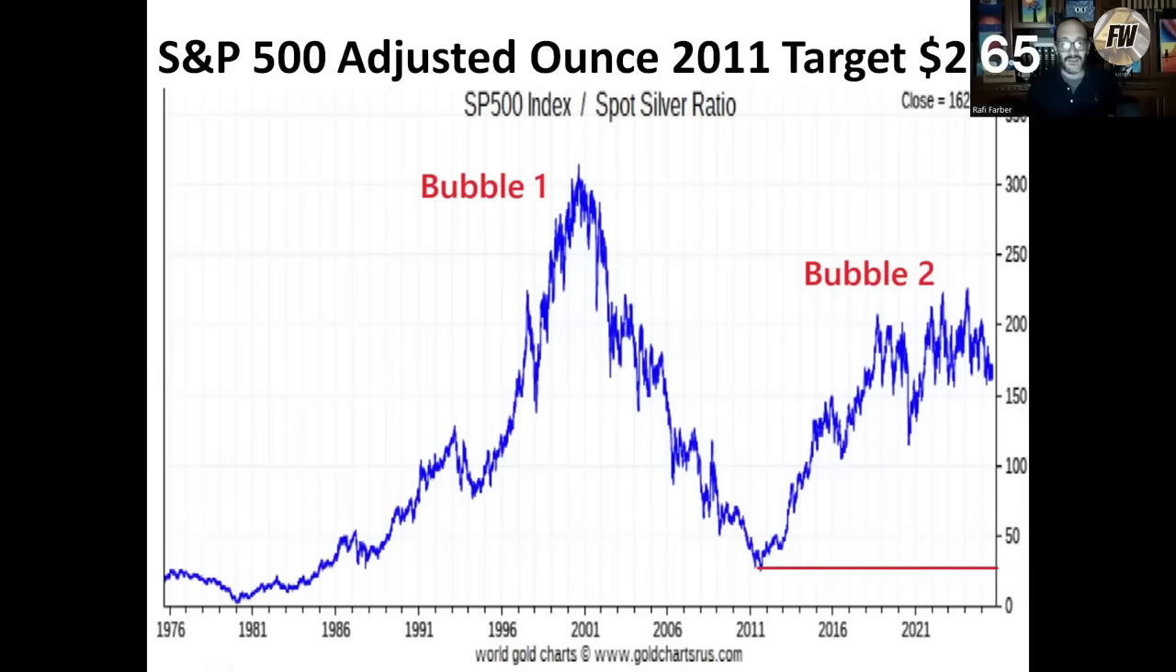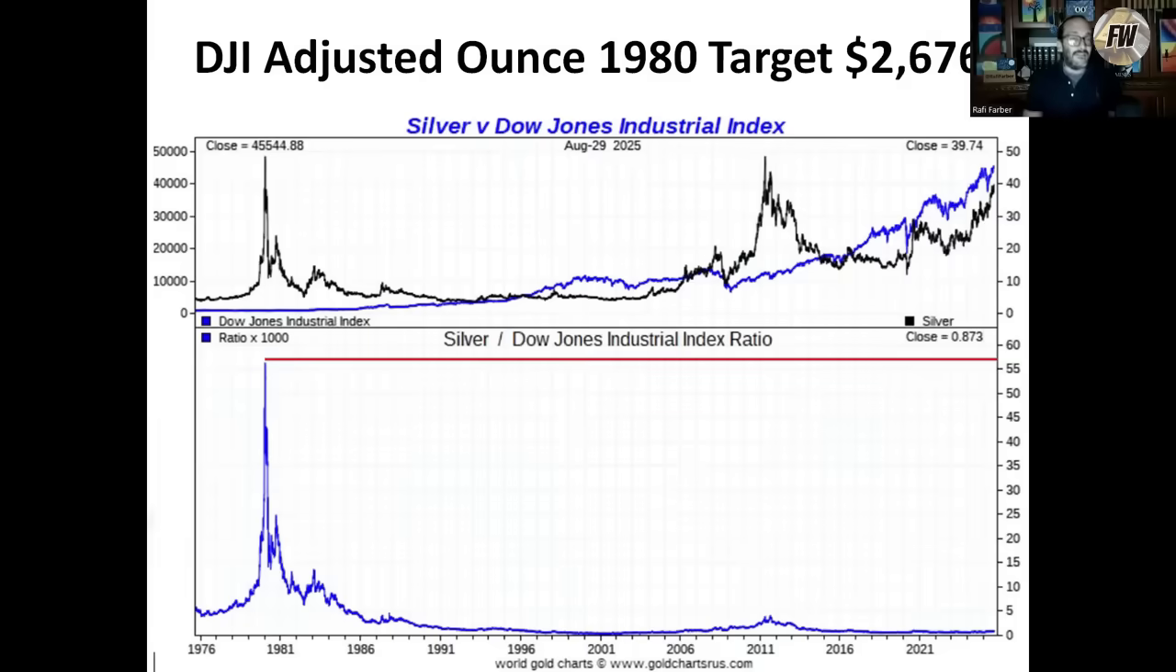And now here's where we take a quantum leap. The Dow Jones Industrial adjusted ounce 1980 target of $2,676 an ounce. Why is that? Well, if we look at the silver to Dow Jones Industrial ratio, remember the chart a few slides ago where we took the 2011 top. Now we're going to take the 1980 top. We're going to reverse the chart so we can see it better.